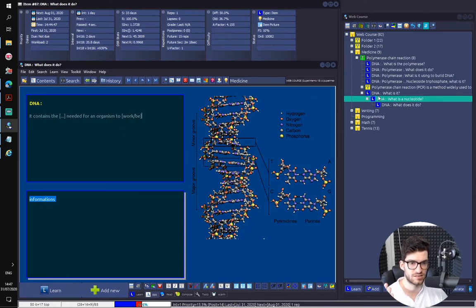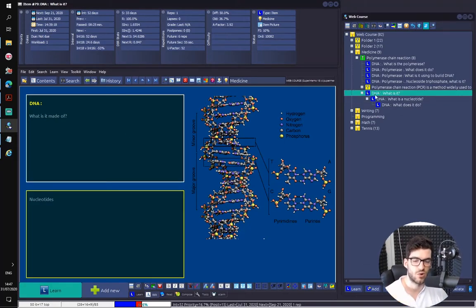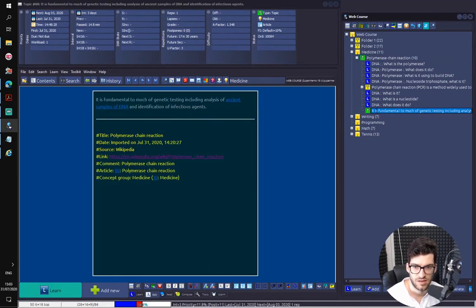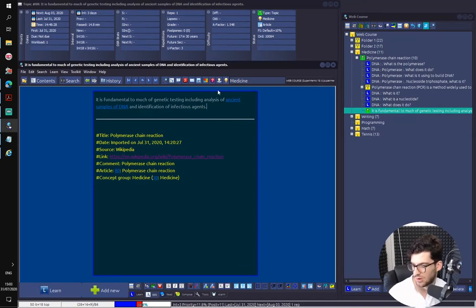And as we started, you would think, oh man, this is so hard. PCR, what is that? And truly, it's nothing big. Okay. Now you have a broad definition of what PCR does. And now you have where you employ it. It's fundamental for genetic testing, including analysis of ancient samples of DNA and identification of infectious agents.